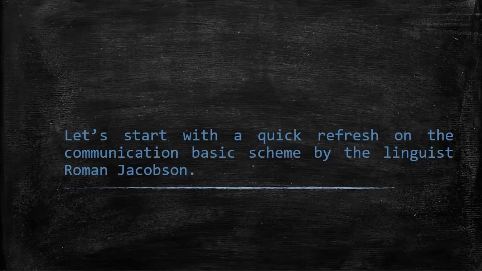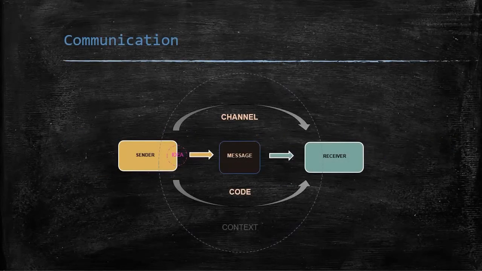Let's start with a quick refresh on the communication basic scheme by the linguist Roman Jakobson. Each communication starts when an individual, here called sender, transmits a message to another, here called receiver. This message refers to an idea and depends on context. The message can be transmitted by means of a channel, also called medium, such as the voice or a paper, and it can be converted into a specific code, such as the oral and the written language.